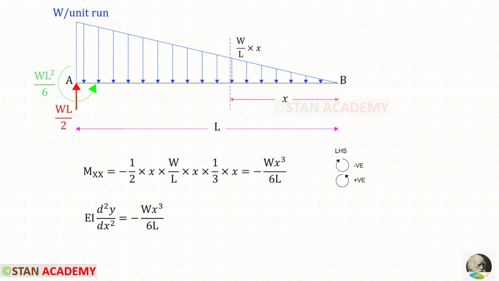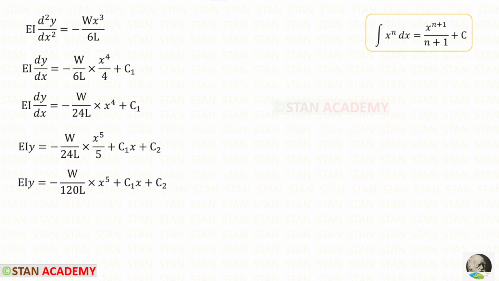Now we can equate the moment with EI d square y upon dx square. We need to integrate both of the sides. When we integrate this, we will get this. To integrate x cube, we can use this formula. For the integration of x cube, we will get x power 4 upon 4. C1 is the constant. 6 into 4, it will be 24.